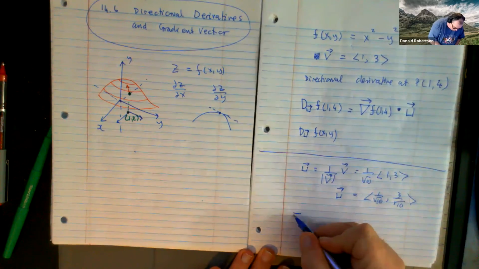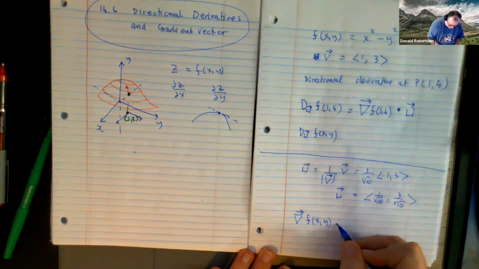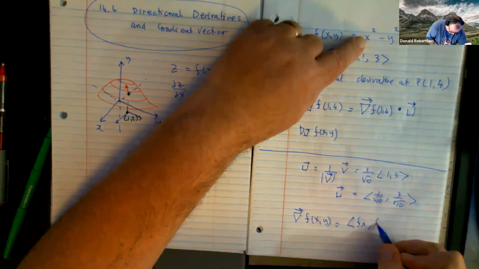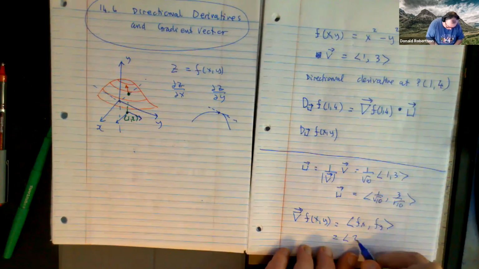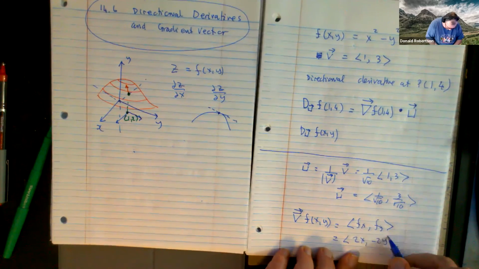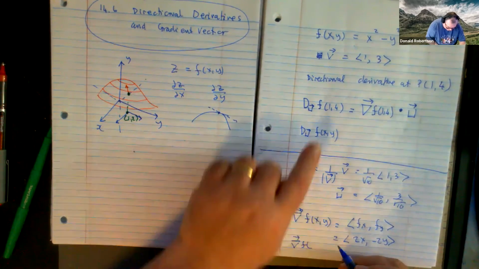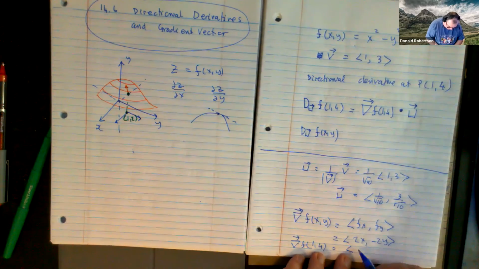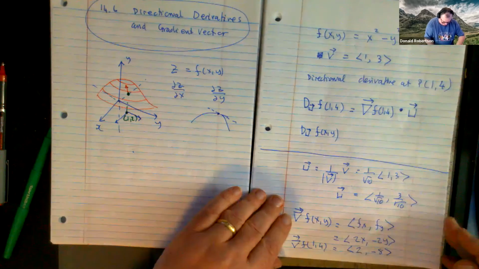Now, I also have to find the gradient vector. Well, if you do a partial derivative with x and a partial derivative with y, which is what the gradient vector is, you get 2x, comma, negative 2y. And if you get the gradient vector at the point 1, comma 4, you are looking at 2 lots of 1 and 2 lots of 4. You get that guy.